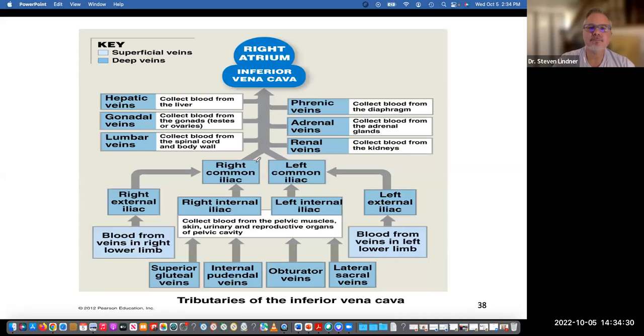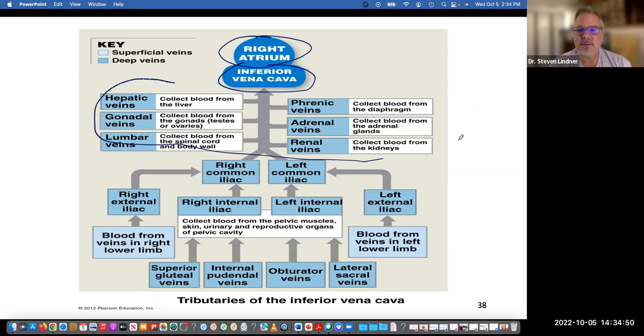Okay. So now we did the veins of the upper portion. Now, how does the blood get from the lower part into the right atrium? It's got to find a way into the inferior vena cava. So we're going to have blood vessels from the trunk region, from the abdominal region. You've got hepatic veins, gonadal veins, lumbar veins, phrenic veins, adrenal veins, renal veins.